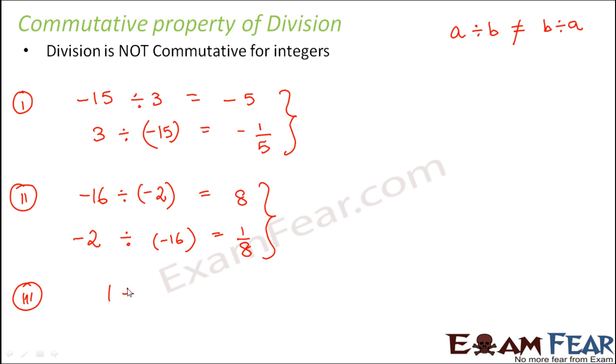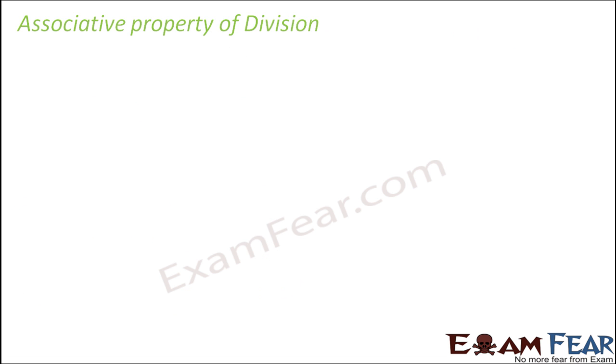Let's look at yet another example. Say 1 divided by 0 is not defined. But when you look at 0 divided by 1, that is 0. So this is again not the same. So time and again it is being proved that commutative property doesn't hold true for division of integers. That is, A divided by B is not equal to B divided by A.